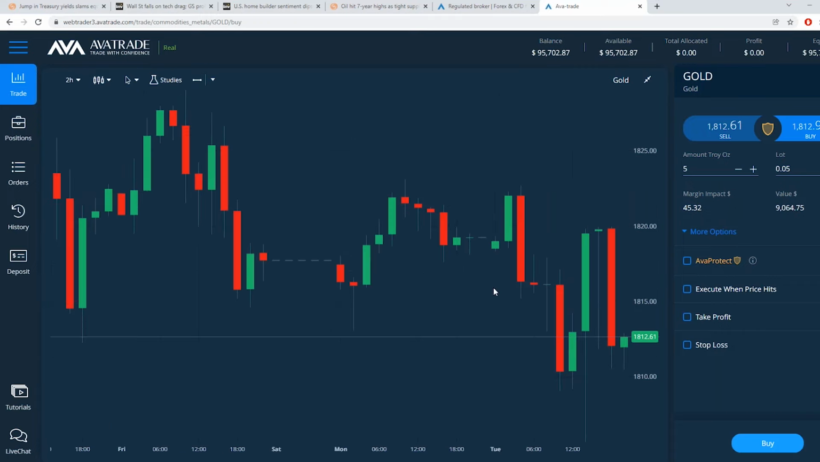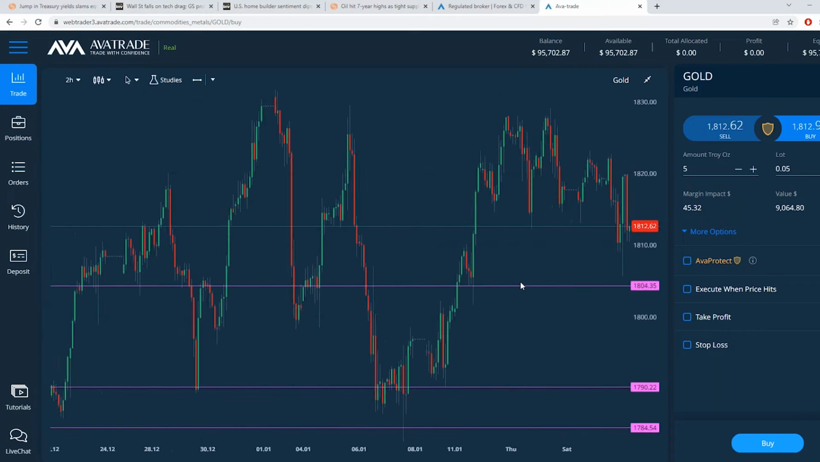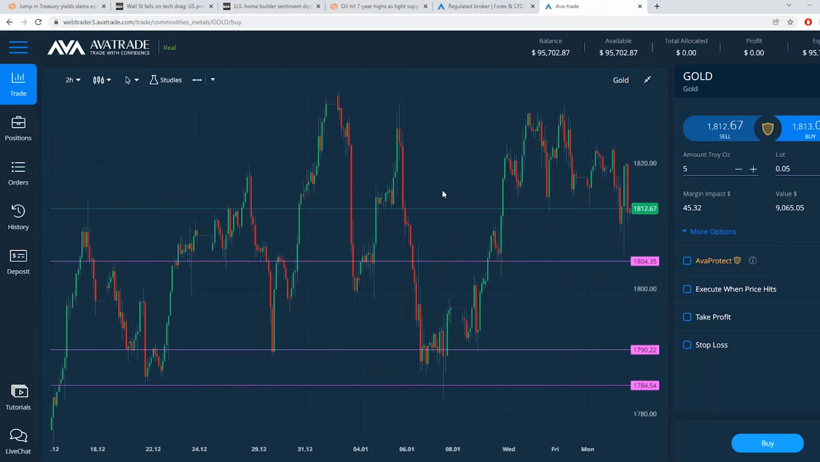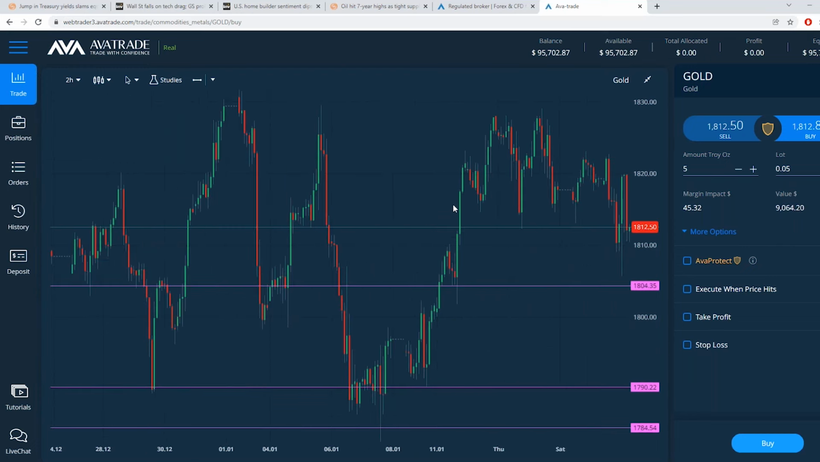Let's go to 2 hour candles. Many times as you look at the larger candles as opposed to the smaller ones, you can start to clarify your view. Okay, let's go to 4 hour candles.